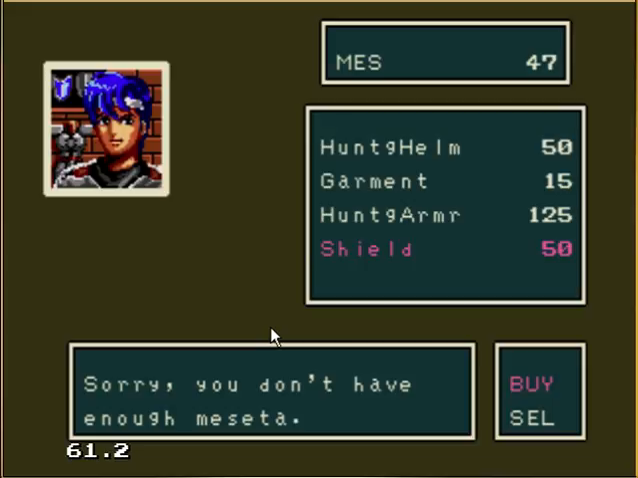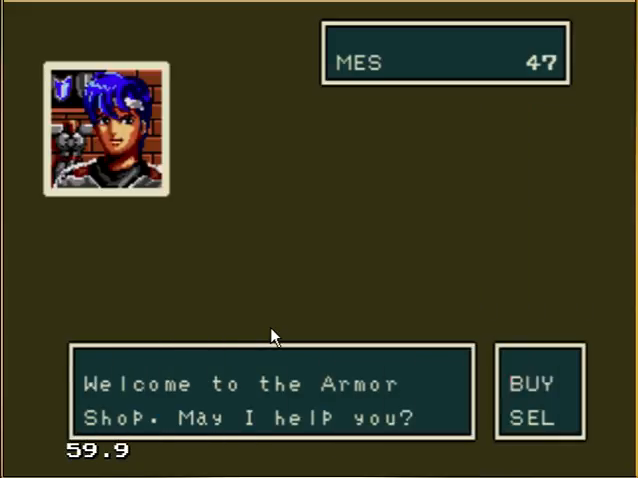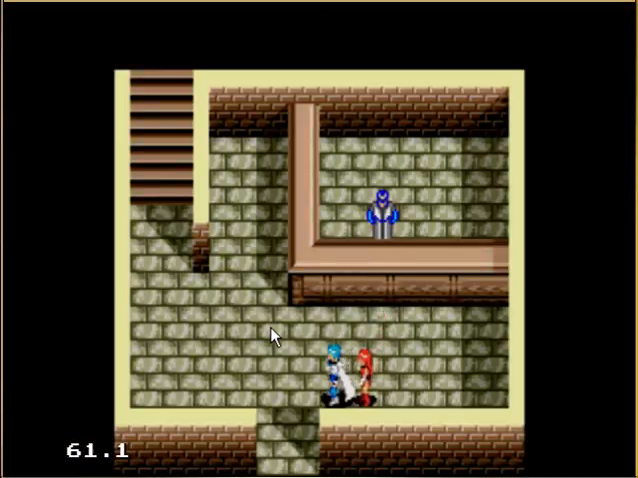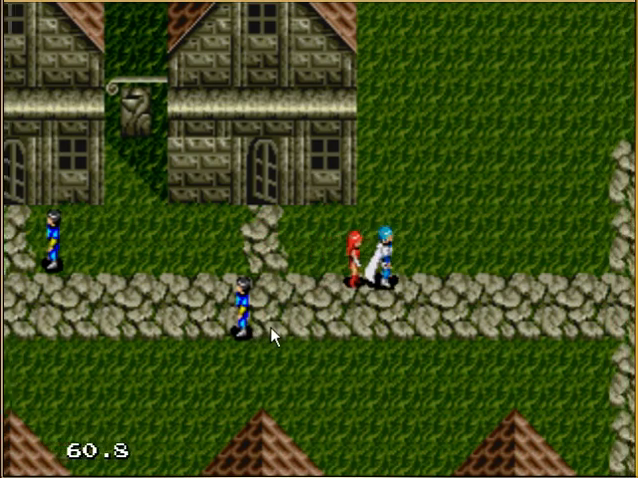Shield. I don't know. Okay, I don't know. So I have to earn more meseta for her anyway. That's okay though, I don't mind grinding her a little.